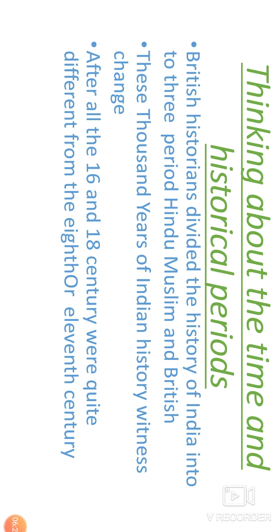Then see, thinking about time and historical periods. British historians divided the history of India into three periods: Hindu, Muslim, and British. These 1,000 years of Indian history witnessed change, and the 16th and 18th centuries were quite different from the 8th and 11th centuries.